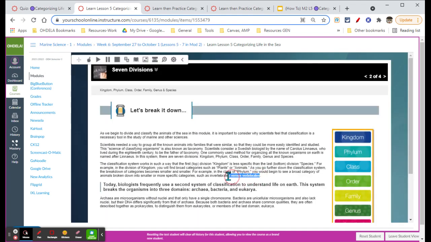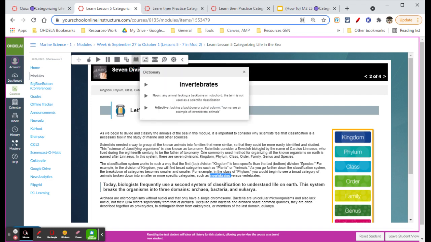There is something here where it's talking about animals broken down into categories, such as invertebrates and vertebrates. It says, in the class phylum, you begin to see a broad category of animals broken down into smaller or more specific categories, such as invertebrates and vertebrates. Well, let's find out what these are. You can highlight invertebrates and click definition. It says any animal lacking a backbone or notochord.